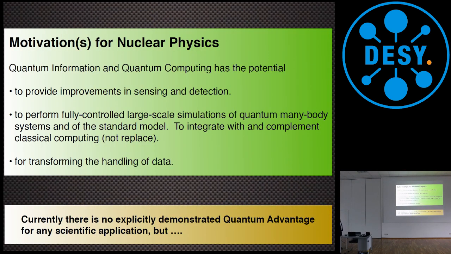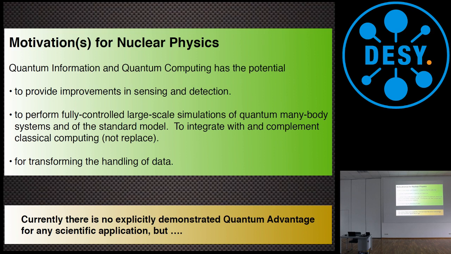So motivations for nuclear physics, there's a few of them, roughly summarized, and something I haven't spoken about is sensing and detection. I'll say something about that in a minute. But certainly quantum information and quantum computing have the potential to provide improvements in sensing and detection, and to perform controlled large-scale simulations of quantum many-body systems and of the Standard Model. One has to keep in mind that quantum computations are not expected to replace or be a substitute for classical computing. There are a number of things that classical computers are going to do very, very well during the exascale era, but these should really be viewed as complementary.